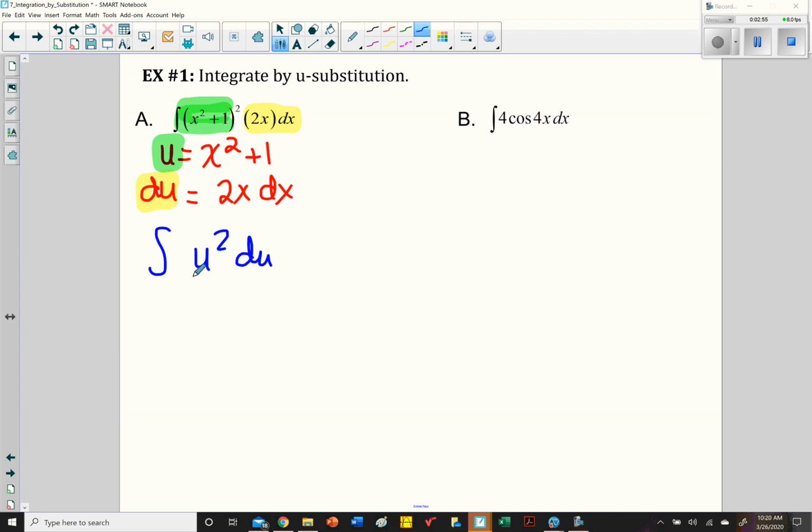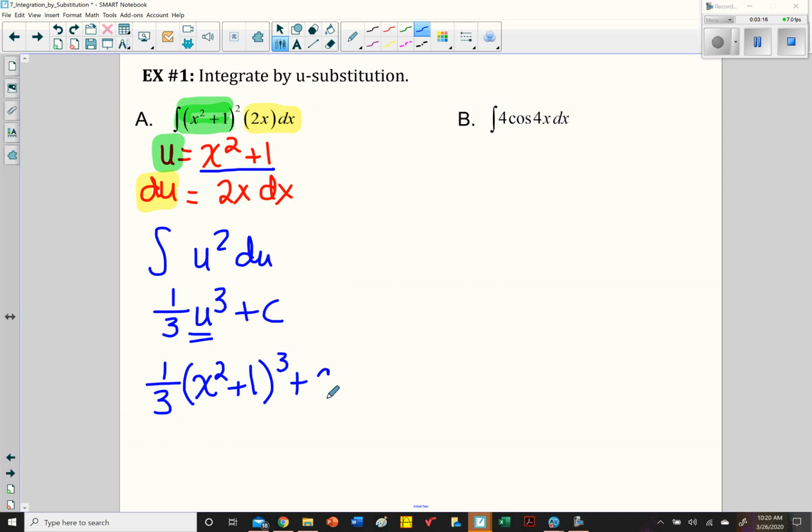Okay, so if I antiderive u squared, we're going to get 1/3 u cubed plus a constant. But then we have to back substitute because u was x squared plus 1 and replace that here. Our general antiderivative, x squared plus 1 to the 3rd power plus a constant, would be the answer.